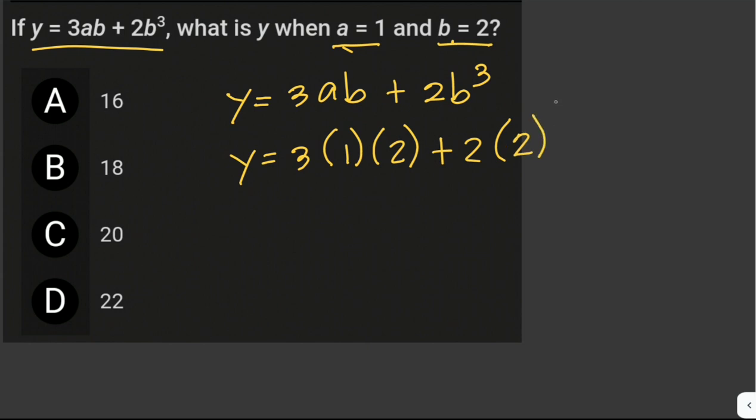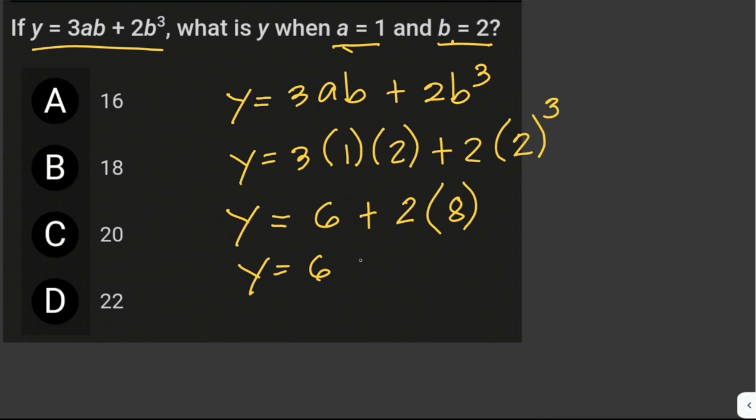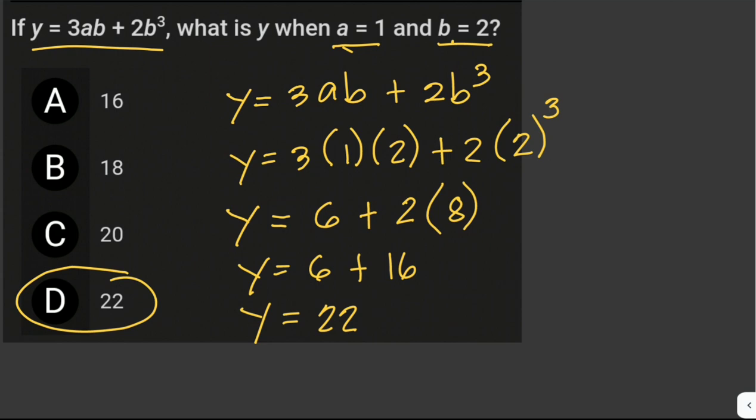B is 2, cubed. And then simplifying this, 3 times 1 times 2 is just equal to 6, plus 2 times 2 cubed, which is 8. So this is just 6 plus 16. Then y is just equal to 22. So our answer here is letter D.